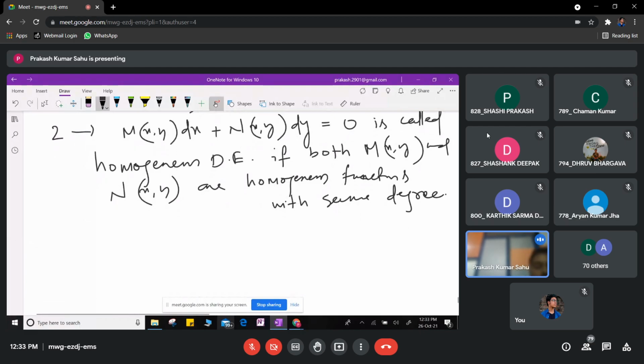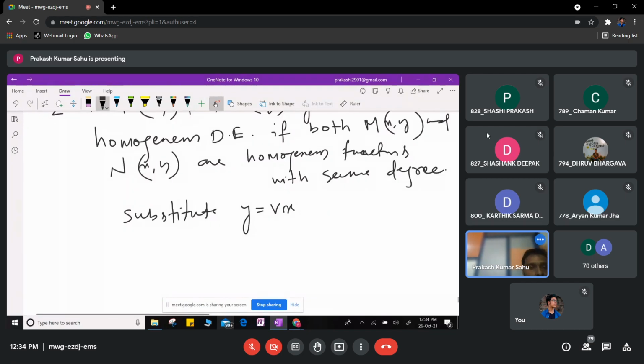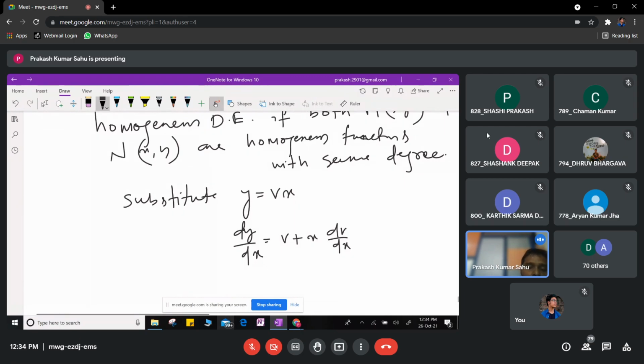In that case you substitute y is equal to vx. If y is equal to vx, then dy by dx is equal to what? dy by dx is equal to v plus x dv by dx.